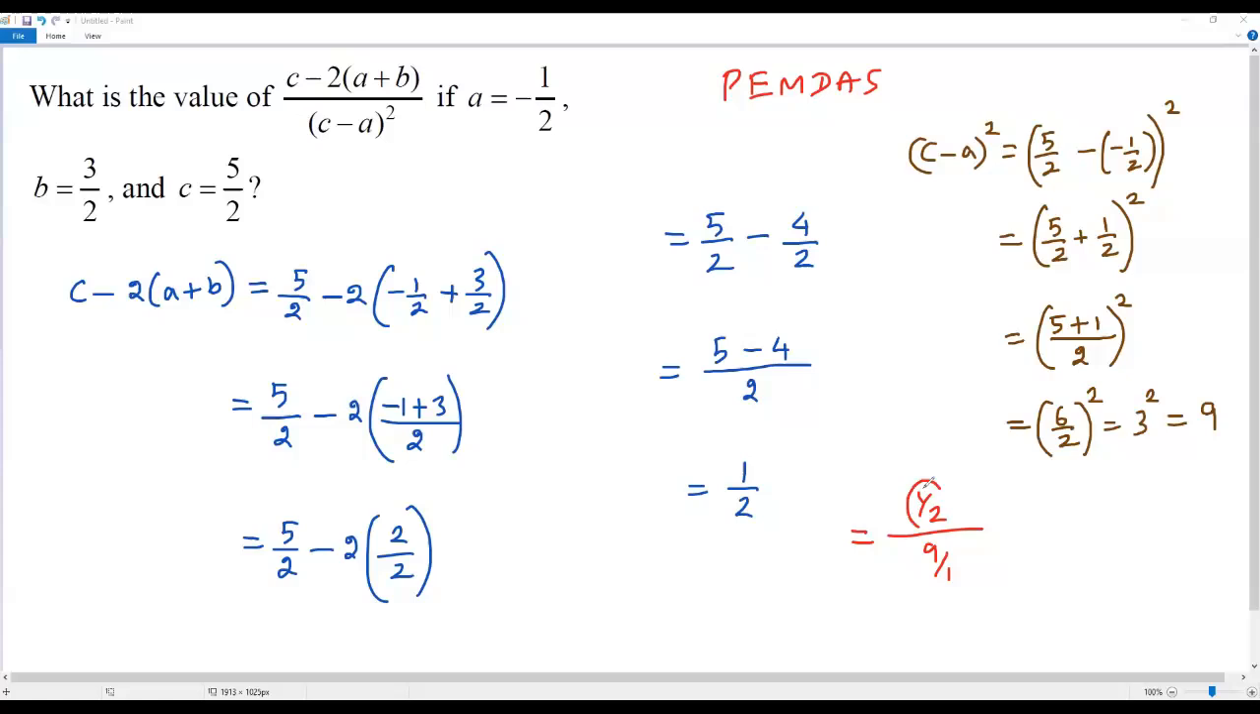Here I divide two fractions. Whenever I divide two fractions, I take the fraction in the numerator as it is, change the division to multiplication, and take the reciprocal of the fraction in the denominator. The reciprocal of 9/1 is 1/9. So 1 times 1 is 1, and 2 times 9 is 18. So the value of the given expression is 1/18.